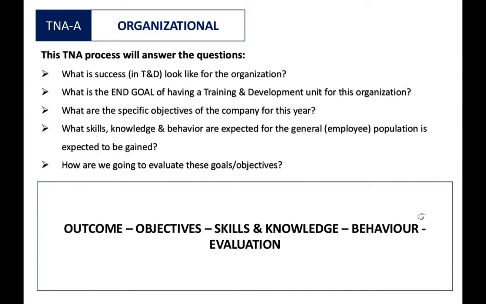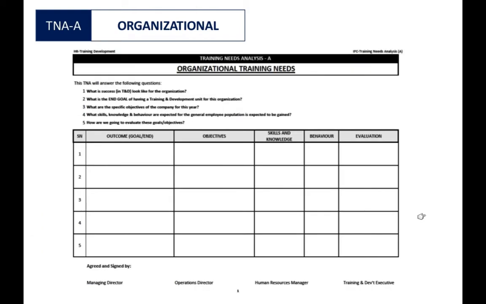This is looking at the bigger picture as an organization. So we start with what outcome we want to gain, and then we detail it with 3 to 5 objectives, and then we define what skills and knowledge and behavior we want to achieve, and of course, evaluation. That is TNA 1, which is Organizational Training Needs Analysis. This is a sample form of TNA 1, which the managing director or operations director will be the one to fill up. Okay.